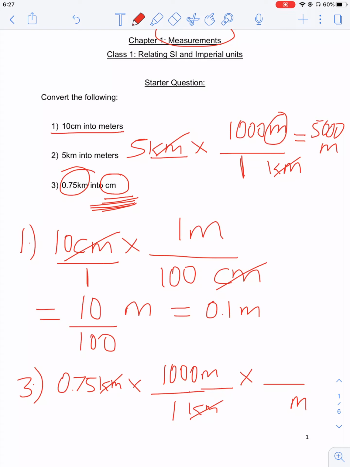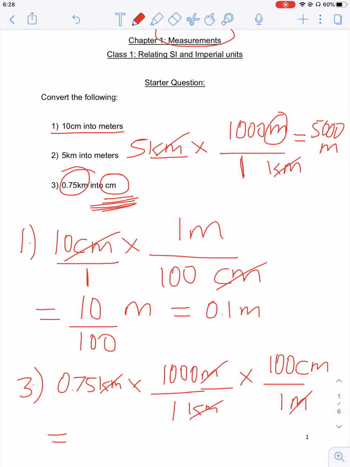Now, let's find a familiar ratio of meters and centimeters. I know that 1 meter is actually 100 centimeters, right? So now the meter and the meter will cancel, and on top you have 0.75 times 1,000 times 100, and at the bottom you only have 1 times 1, which is just 1, okay? So let's multiply this. I'm gonna actually have to use a calculator for this.